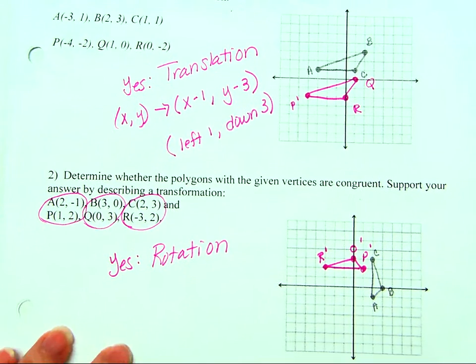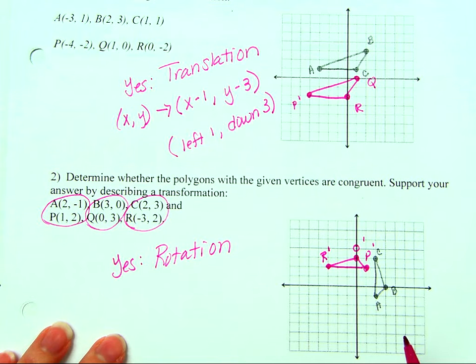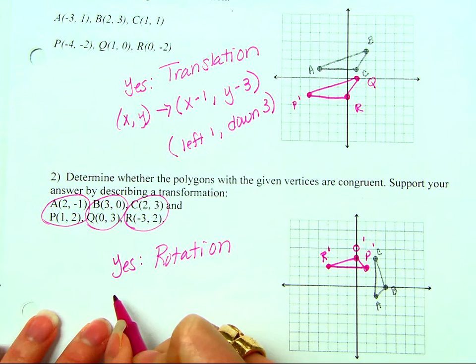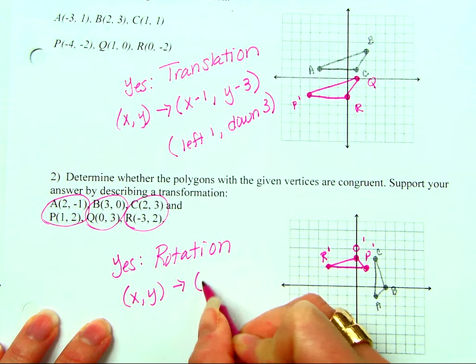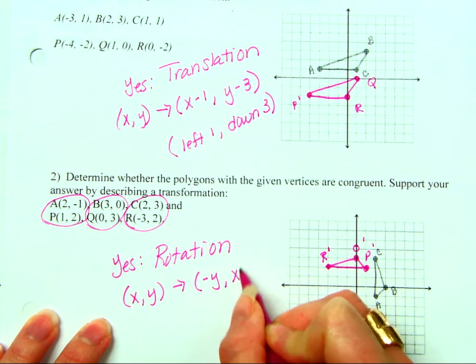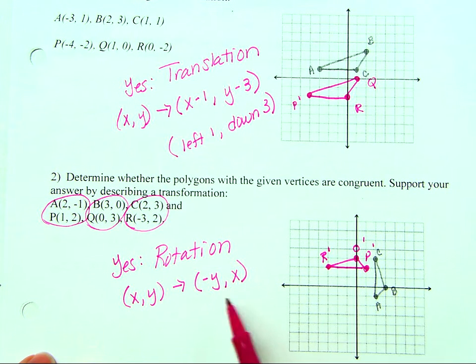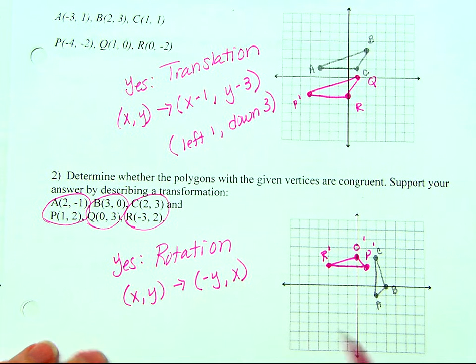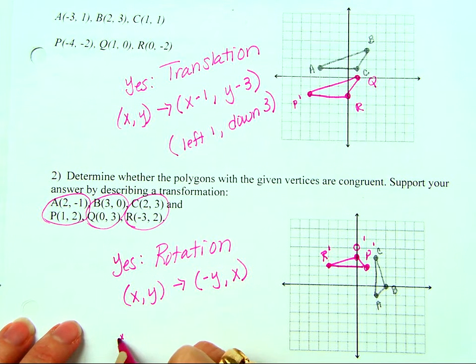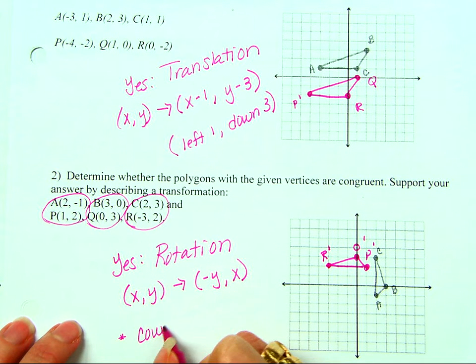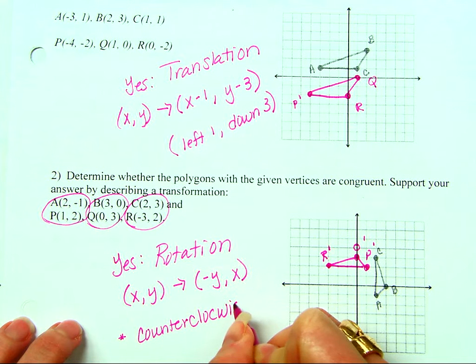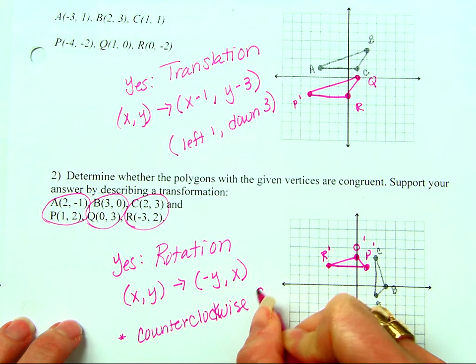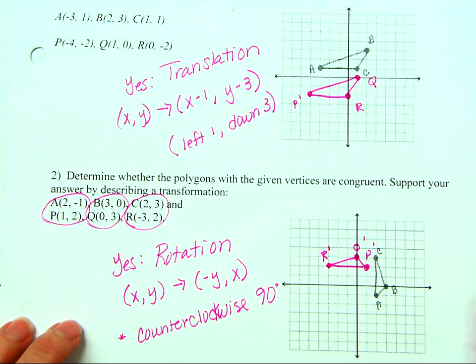And to map ABC to PQR, we could, again, write the rule. This rule here shows me switch the x and y, change the sign of the y coordinate, or I could simply explain it that it is a counterclockwise rotation of 90 degrees. Technically, about the origin.